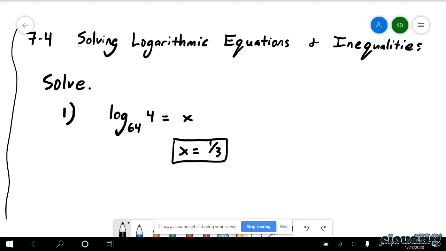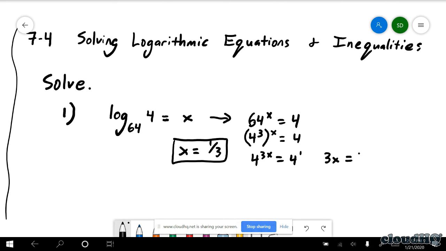If you weren't sure of that, you could have also rewritten it in the other form. You could have rewritten it as an exponential problem, in which case it would be 64 to the power of x is equal to 4. Then you can write both as powers of the same number. So hopefully you would recognize that 64 is a power of 4. So that's 4 to the 3x is equal to 4, and that's really 4 to the first power. Same base numbers, so now you could just focus on the exponents. 3x has to equal 1, divide by 3, and you've got your answer of 1/3. Okay, that's what we did in the last section.